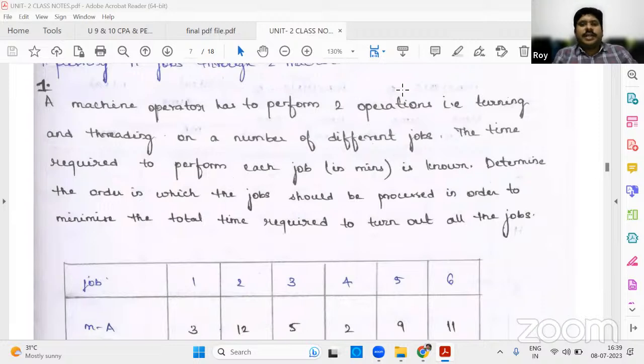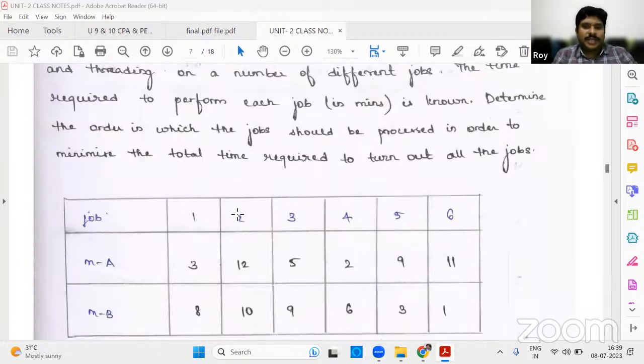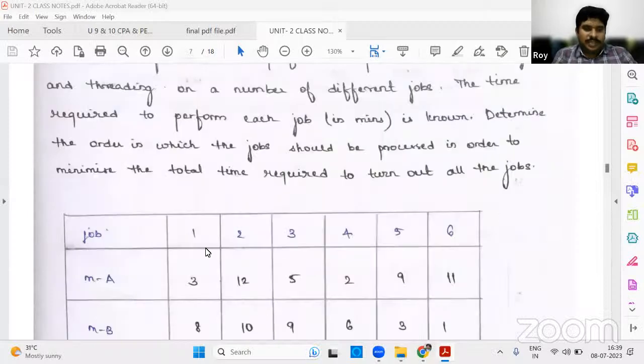Right. See, the question is that there are two operations, turning and threading. Let us say two machines. One is the turning machine and the other is the threading machine. On a number of different jobs. Different jobs are there, which will happen on these two machines. The time required to perform each job. These are the jobs. How many jobs are there in the question? Six, is known. That means already given. Determine the order in which the jobs should be processed in order to minimize the total time required to turn out. They're asking the total time required to turn out all the jobs.